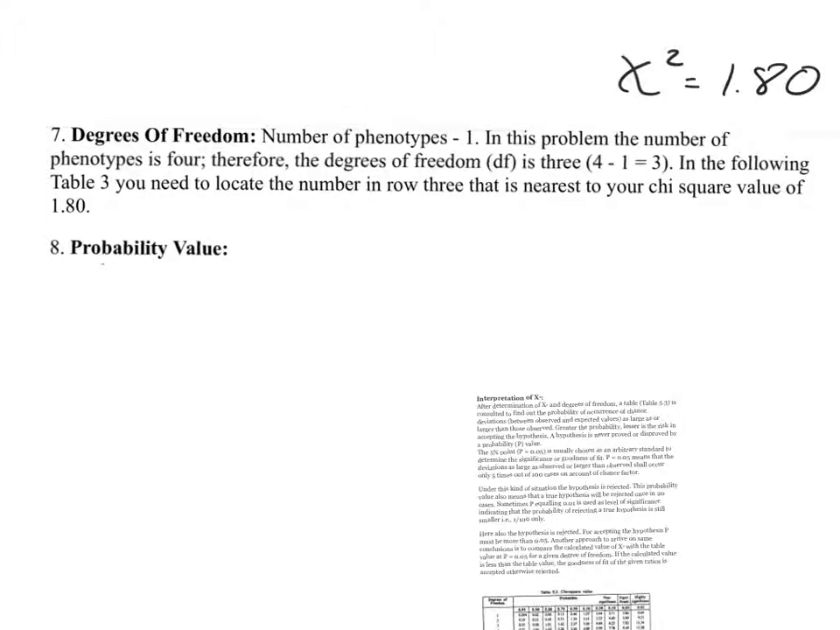What are those 4? Purple and smooth, yellow and smooth, purple and shrunken, yellow and shrunken. Those are our 4 possibilities. The degrees of freedom is your possibilities, which is 4 minus 1. So in this problem, it's 4 minus 1, which is what? 3. So your degrees of freedom are 3. That's what you need.